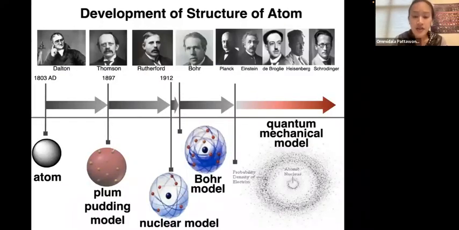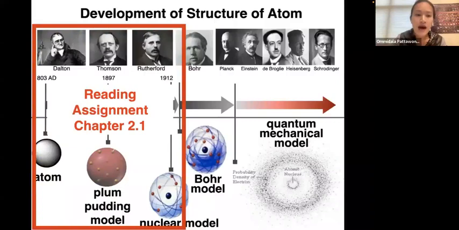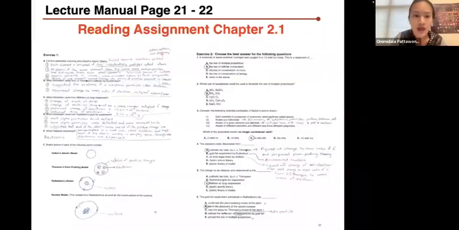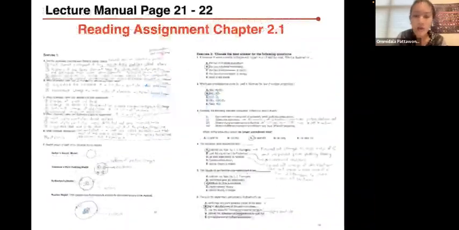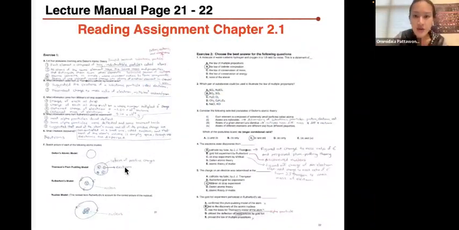From the previous chapter, you learned about the development of atoms, right? You learned from Dalton's atomic structure all the way to Rutherford's nuclear model. You also had the reading assignment of chapter 2.1, and this is the solution of the reading assignment that I assigned you. Make sure that you check your work against my key here. If you have any questions, don't forget to reach out to me. I'm going to go over the summary of this theory from the reading assignment briefly.